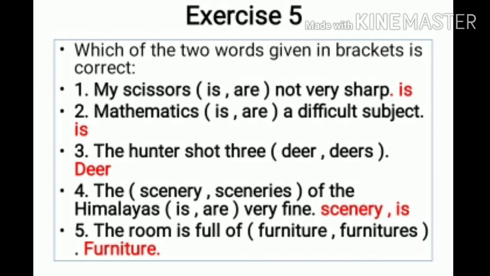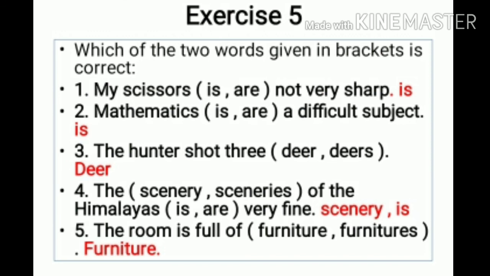Second, mathematics dash a difficult subject. Again, is or are, so again it will be is. Third, the hunter shoot 3 deer or deers, so it will be deer. Fourth, the scenery or sceneries of the Himalayas is or are very fine. So your first answer will be scenery and the second answer will be is.